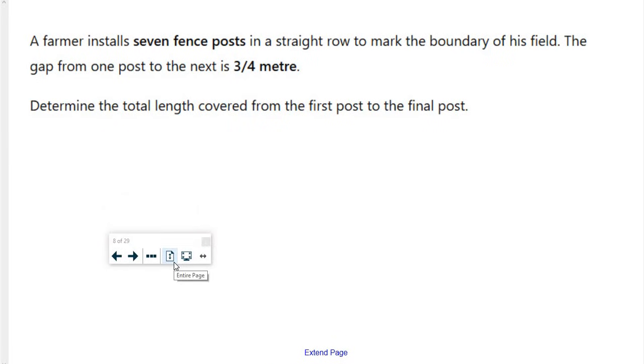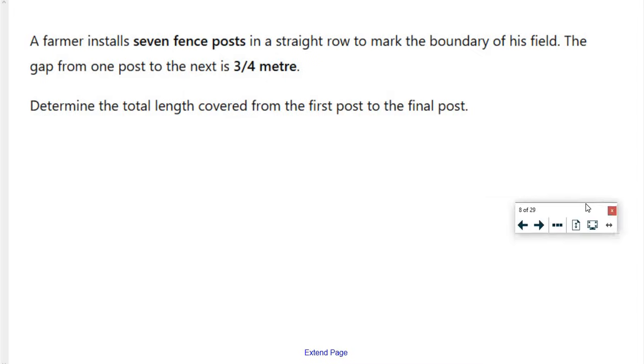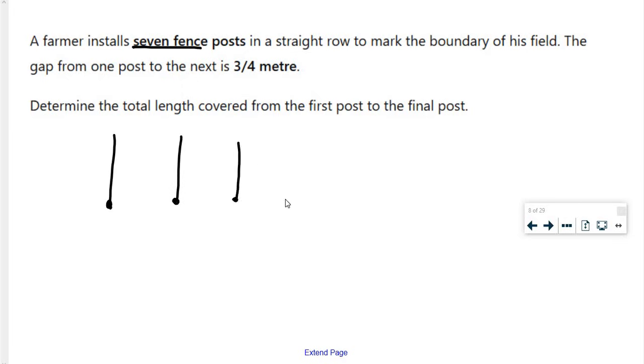A farmer installs 7 fence posts in a straight row to make the boundary of his field. The gap from one post to the next is 3/4 meter. Determine the total length covered from the first post to the final post. So we have 7 fence posts. So the first post, second, third, fourth, fifth, sixth, seventh.